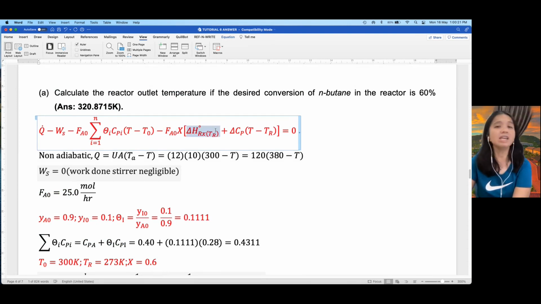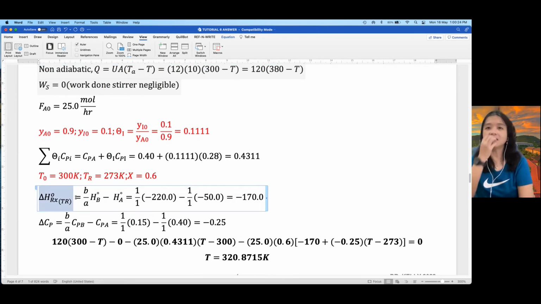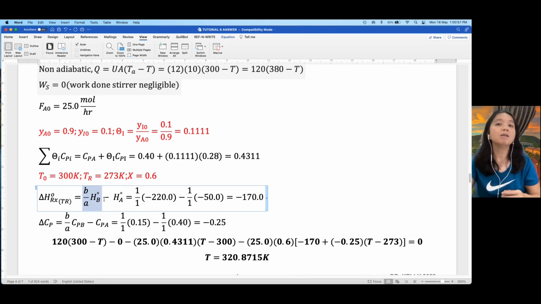Next, the heat of reaction. In this case, we have to calculate it using the heat of formation. You only calculate for the reactant and product; you don't need to include the inert, because the inert is not involved in the reaction. So it becomes B per A multiplied by the heat of formation of B minus the heat of formation of A. You can see in this example, B per A multiplied by the enthalpy of formation of B is positive, because B is a product. In the previous example, B was a reactant, that's why you subtracted. In this question it becomes plus because B is a product.